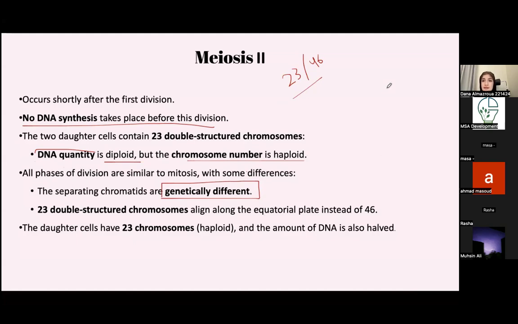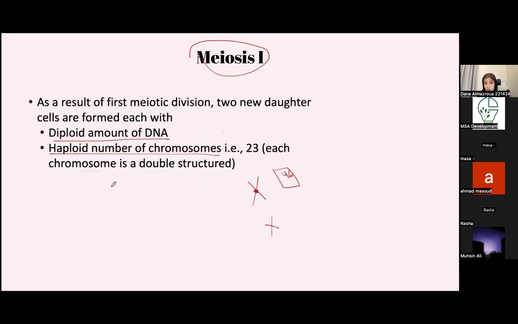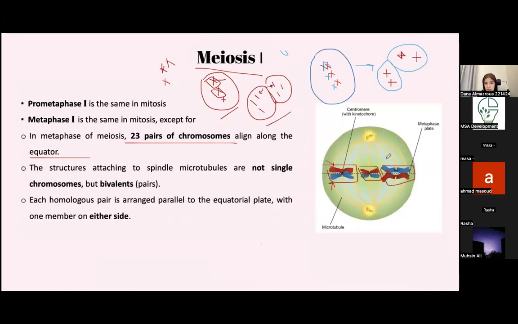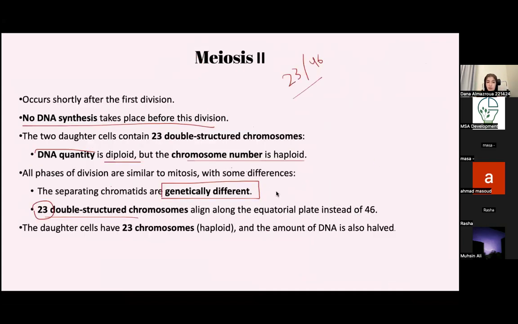Crossing over, exactly. It's the crossing over reaction that made the chromatids genetically different than the parent cell. Exactly, bravo. Now, the 23 double-structured chromosomes align along the equatorial plate instead of 46, because if you remember, in mitosis, we had 46 chromosomes in the center. Here, we would have 23 rather than 46. In meiosis I, we had the bivalent structure, so 2 chromosomes. Here we have 1 chromosome each time, but they're only 23. In mitosis, they were 46, because it was diploid cells.